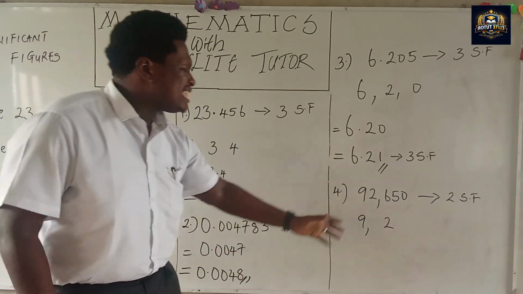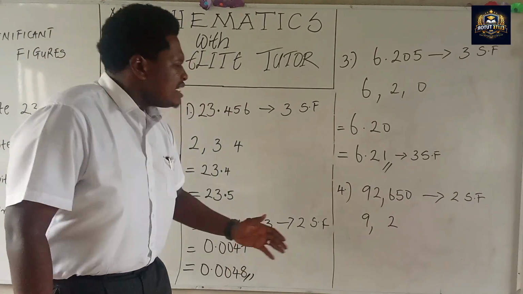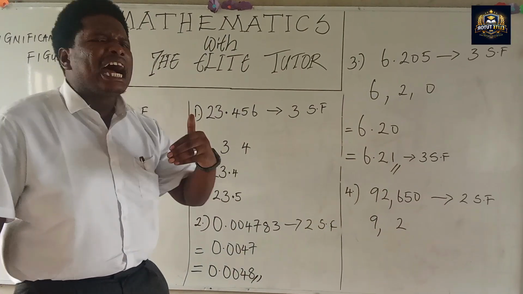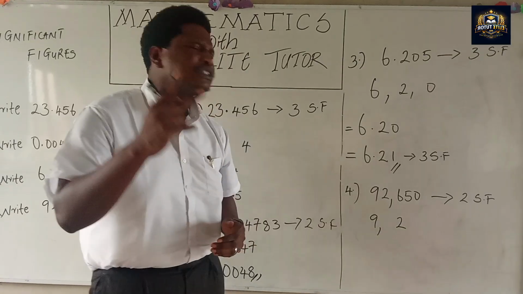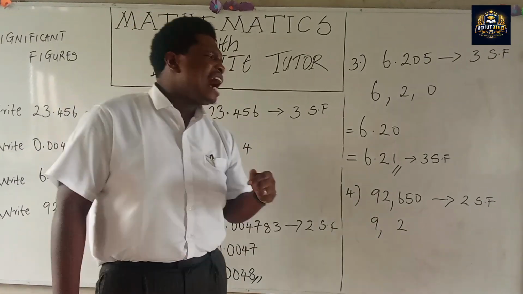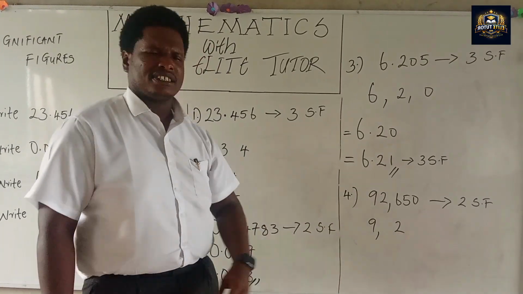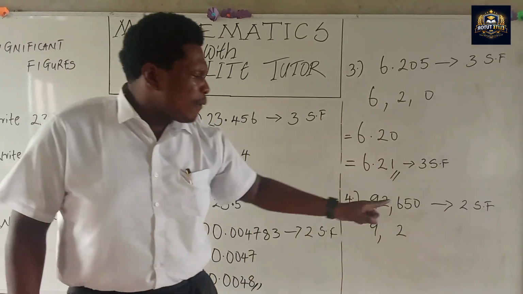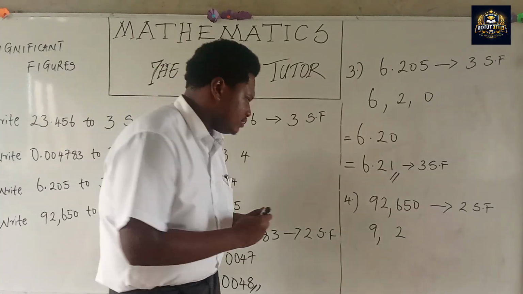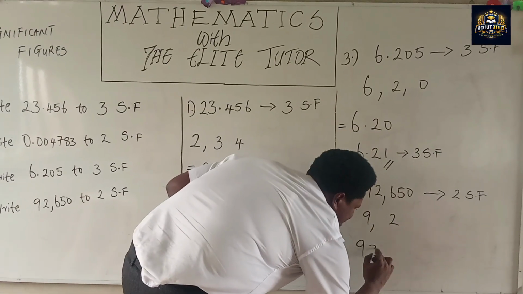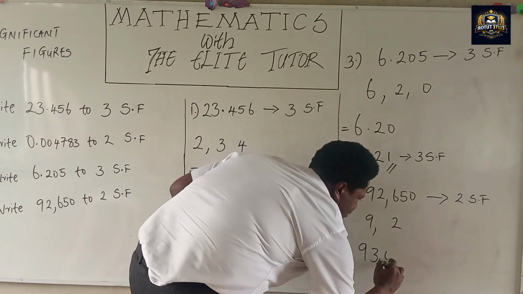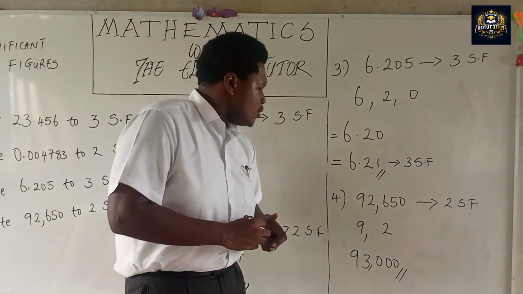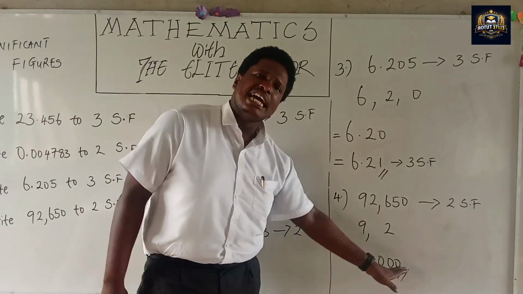Now these are our significant figures. For us to ascertain our final answer, we look out for the number after the second significant figure. And the number after the second significant figure is 6. And 6 falls between the range of 5 to 9. That means our 2 is going to increase by 1. So we are going to have 9, 3, and then the rest will be 0. So to 2 significant figures, we are going to have 93,000.